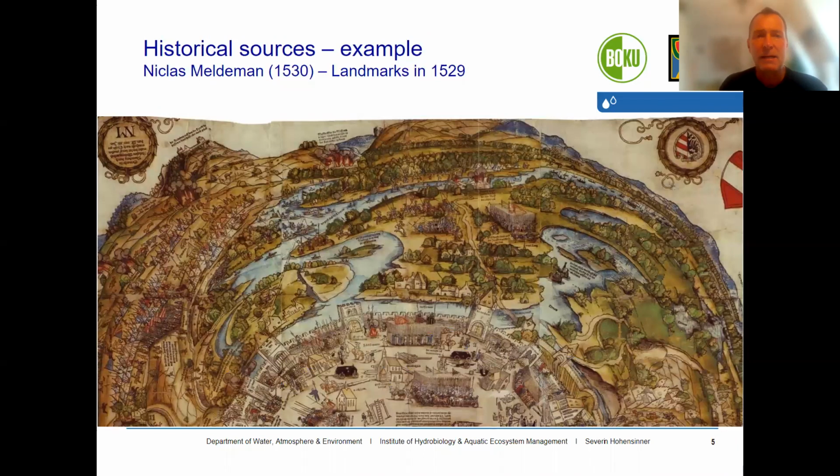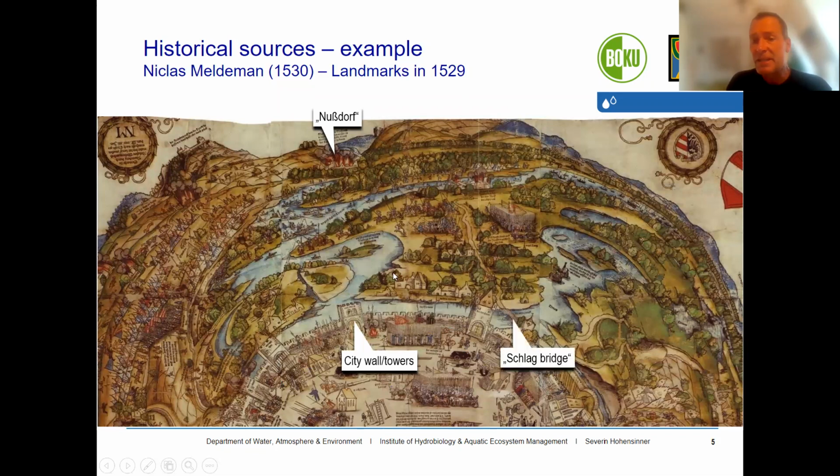There's only one example of a historical source, the city plan from Niklas Meldemann from 1530, very well known, at least in Europe. It shows the situation of Vienna during the first siege by the Ottoman army in the year 1529. This is only a detail, a view from the historical city over the Danube River landscape. In the foreground, we can see city walls and towers that can be used as landmarks in GIS. In the background, there's the village of Nussdorf, which can also be used as a landmark in the GIS reconstruction process.